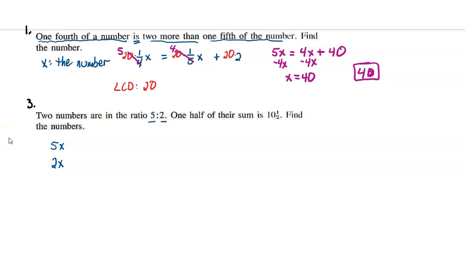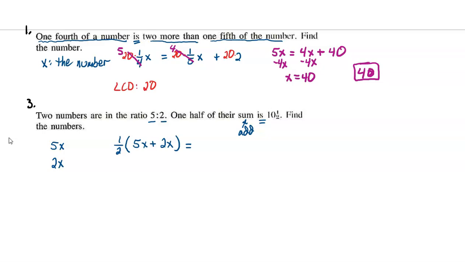Now let's read on. 1/2 of their sum. That's 1/2, and then in parentheses, we'll put their sum. Well, what does the word sum imply? That's when you add things together. What are the things we're adding? The 2 numbers. Remember, we were representing one of the numbers with 5x, and the other one with 2x. Now it says is. That's an equals. And now it says 10.5.